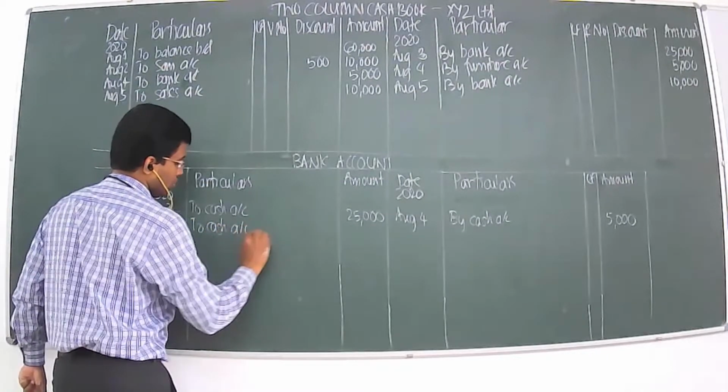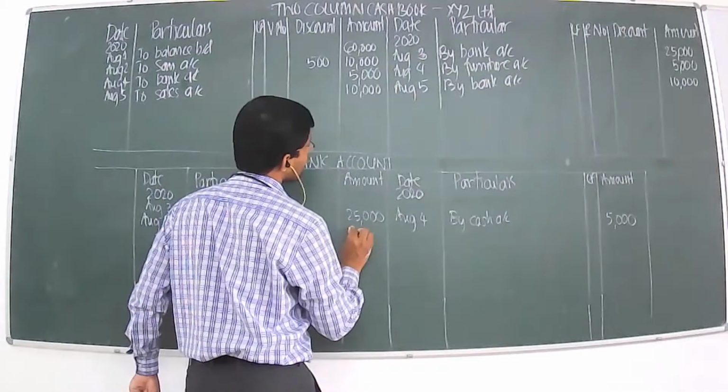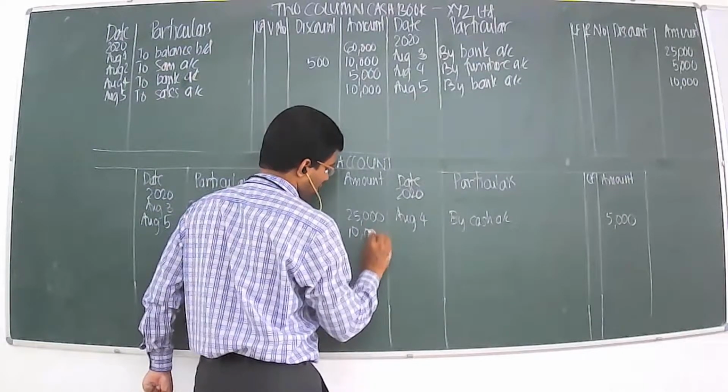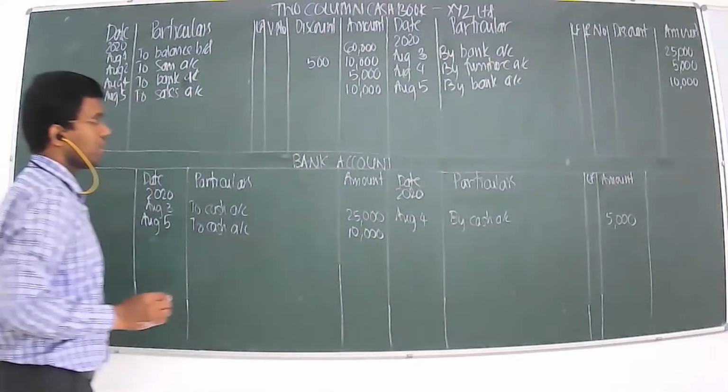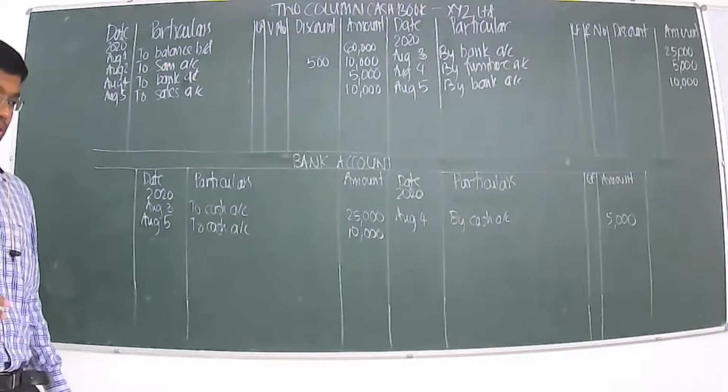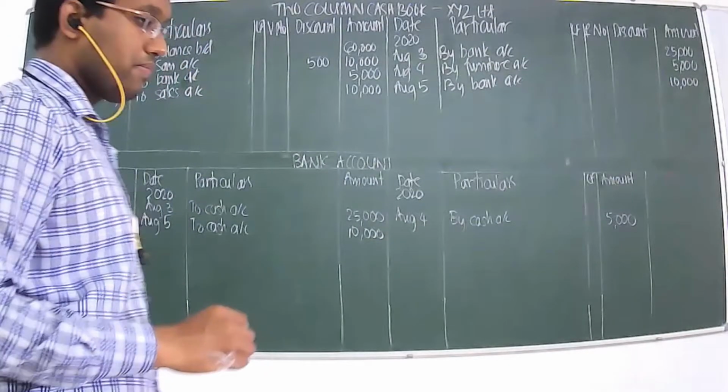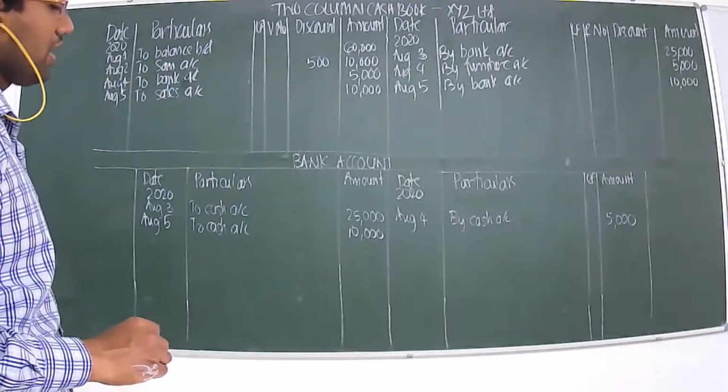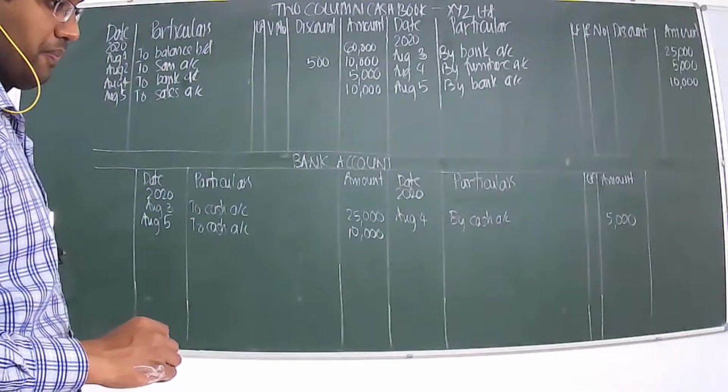So for that, to cash account, the amount is 10,000. Okay. The amount is 10,000. So this is how you would be carrying out this transaction in the case of check deposit.